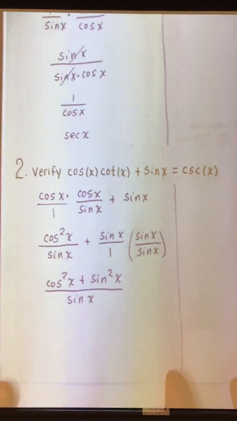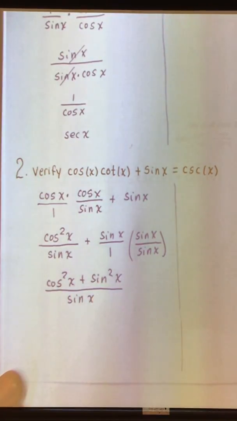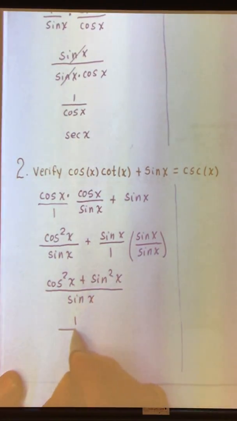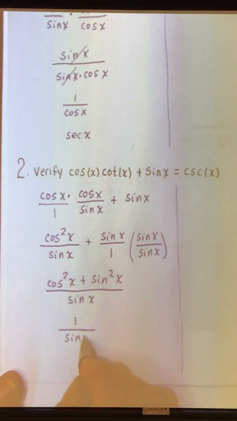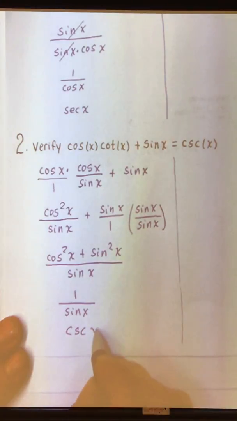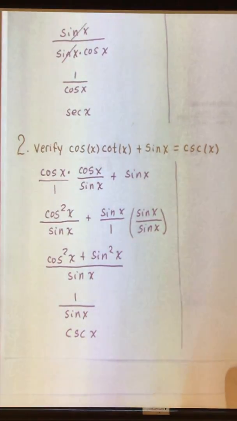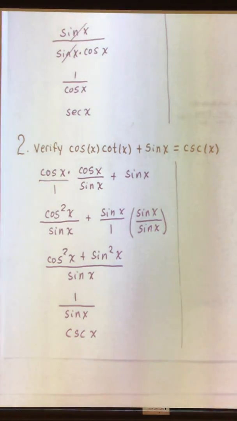Now we can use the Pythagorean identity. The cosine square of x plus the sine square of x is 1. And 1 divided by the sine of x is, by definition, the cosecant of x, and we have arrived at the right-hand side. Let's go on to problem number 3.